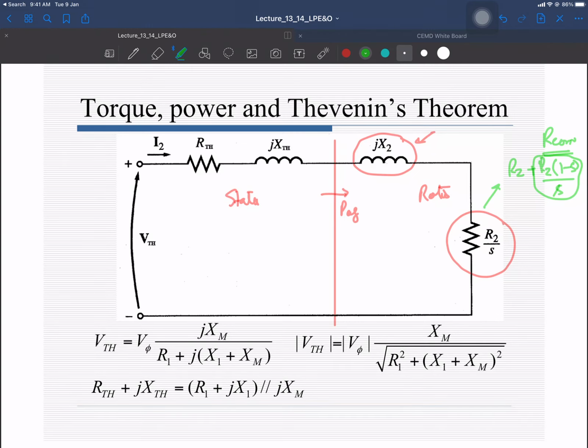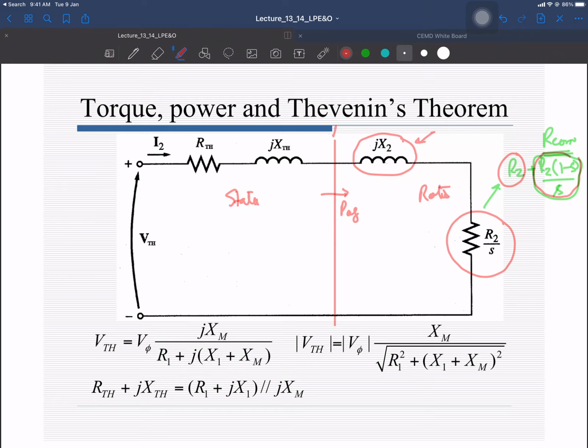Some power is lost as a rotor copper loss, that is across R2, and the rest is converted into the mechanical form, that is represented by this resistance. So these two resistances are utilizing that power that is entering from the air gap into the rotor circuit. Now you are also familiar with the maximum power theorem, that when the source impedance becomes equal to the load impedance, you can extract the maximum power from your source.